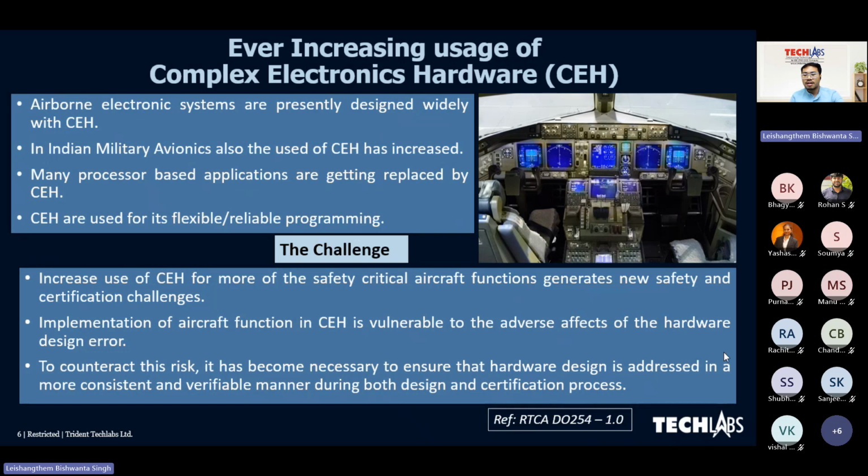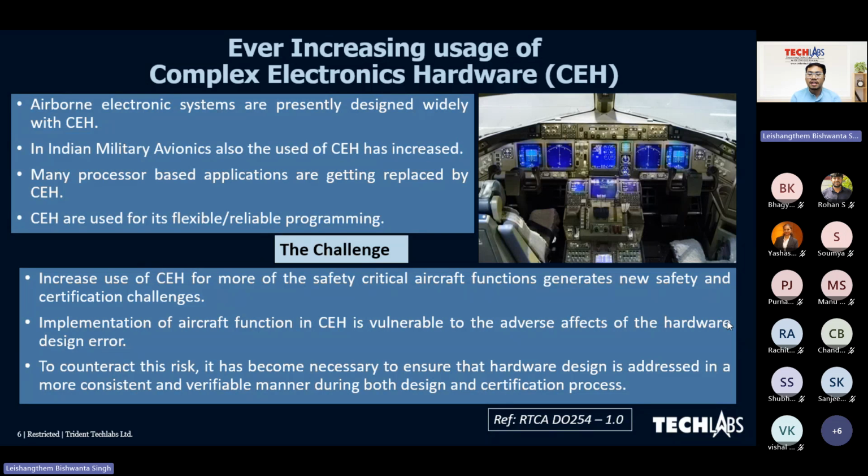So now that we have defined simple and complex electronic hardware, the next question is, why has complex hardware become such a major certification concern? The answer is shown in this slide. The thing is, its use is increasing across modern airborne systems. Today, many aircraft functions are implemented using CEH because it gives designers flexibility, reliability, and the ability to integrate more functionality into programmable devices. This trend is visible in both civil avionics as well as military avionics.